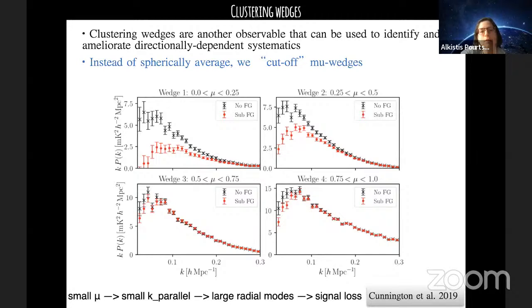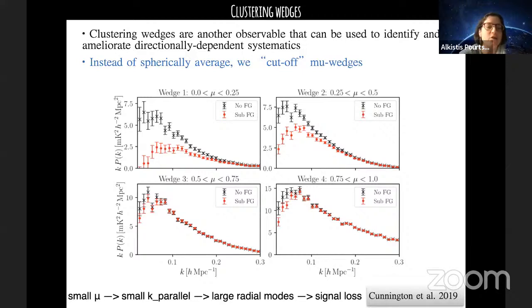Another very related observable that I wanted to show you is the clustering wedges that again have been used a lot for analysis of optical galaxy surveys. This is simply that you take the power spectrum monopole, so the monopole that we all know and love, but instead of spherically averaging to get it, you cut off certain mu wedges. Here again is a study that we did on simulations. And for the different wedges, there are differences, bigger differences or smaller differences with the foreground and no foreground case.